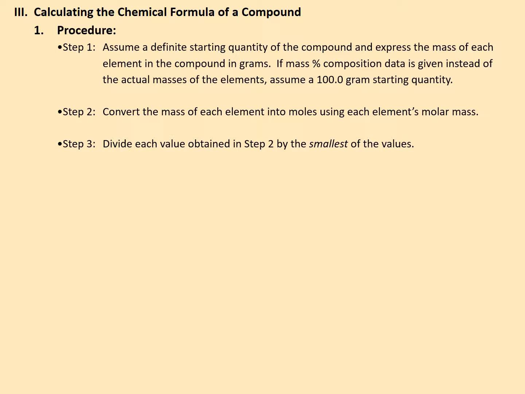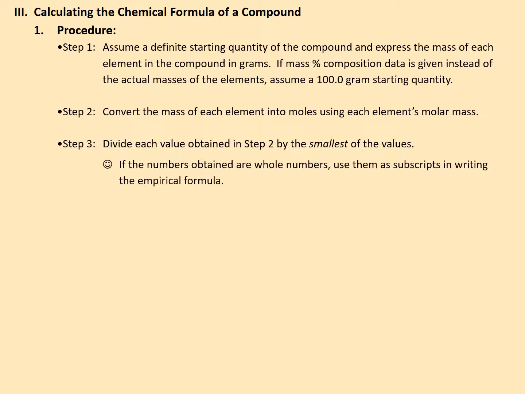Once that's done, there are two possibilities for the numbers you get when you take the number of moles of each of the elements divided by the element having the smallest number of moles. One possibility is that the numbers you obtain are going to be whole numbers, in which case your life is easy. Simply use those values as subscripts in writing the empirical formula.